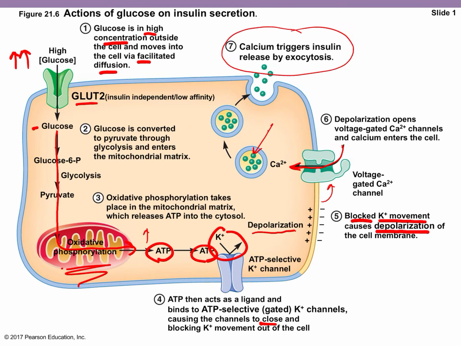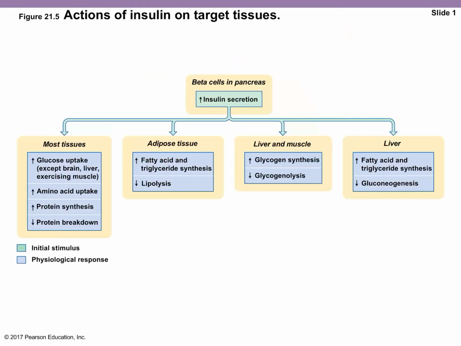All right, so coming back to this flowchart, we have an increase of insulin secretion, so beta cells have produced insulin. Insulin is in the bloodstream. And what does insulin do, right? For most tissues, insulin is going to increase the glucose uptake, except for the brain, the liver, and exercising muscles. Insulin is also going to prompt an increase in amino acid uptake. It's going to prompt protein synthesis, and it's going to inhibit protein breakdown, right?